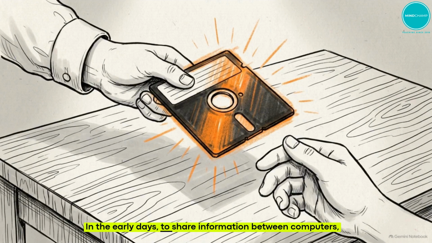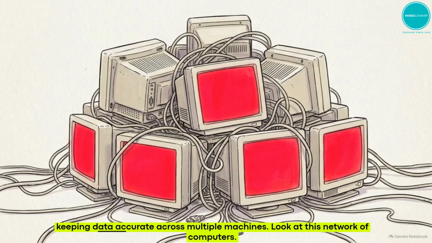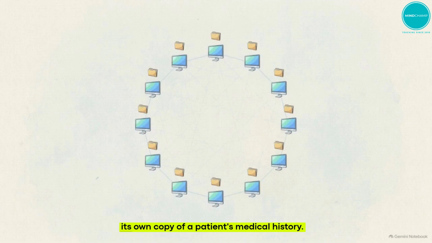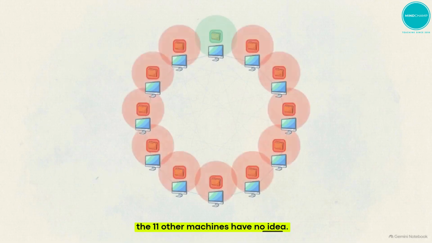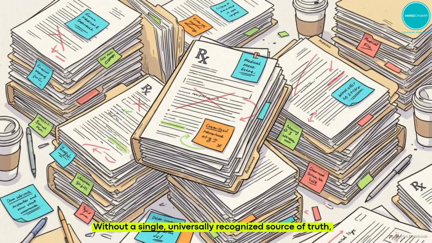In the early days, to share information between computers, you had to physically copy it onto a disk. Once local networks appeared, a massive problem emerged: keeping data accurate across multiple machines. Look at this network of computers. Imagine a hospital where every machine holds its own copy of a patient's medical history. If a doctor updates the file on their desk, the 11 other machines have no idea. You instantly have 12 contradicting records. Without a single, universally recognized source of truth, sharing data across a network quickly becomes dangerous.